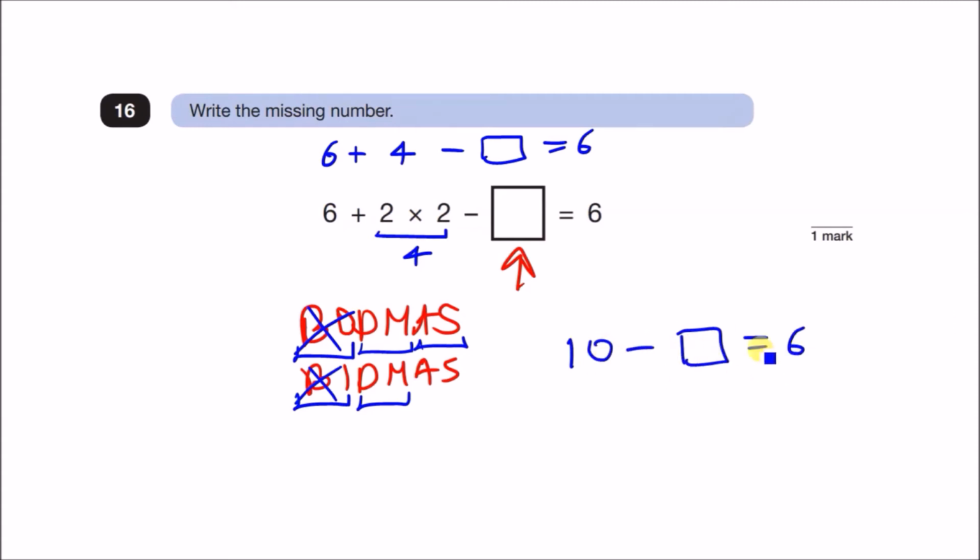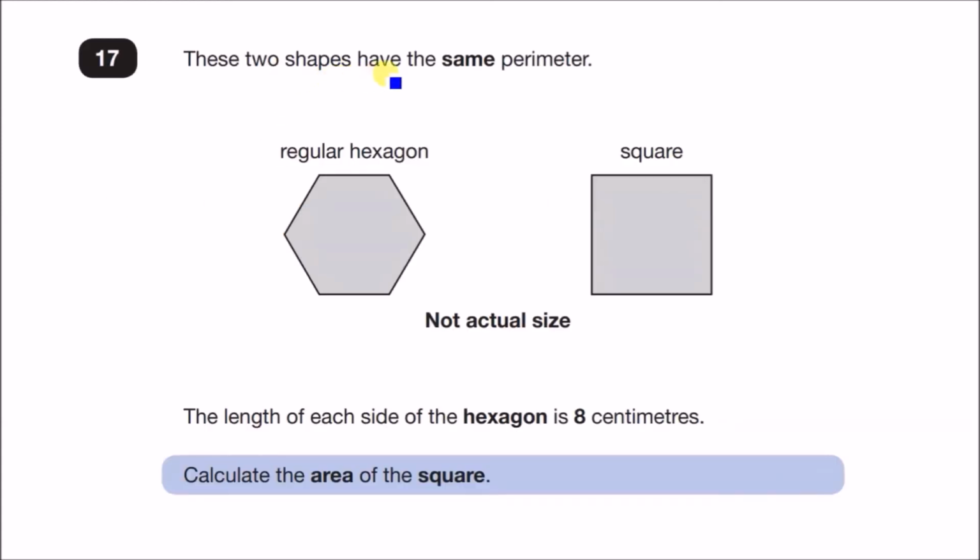And well, 10 take away 6 is 4. And that's it. So these two shapes have the same perimeter. Okay, so perimeter means the length around a shape. So the total length around the shape.